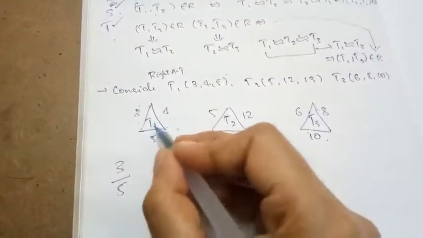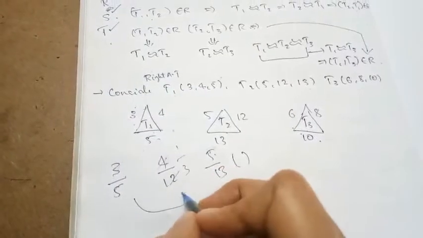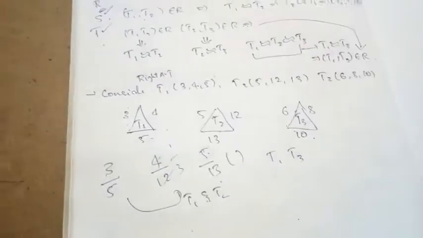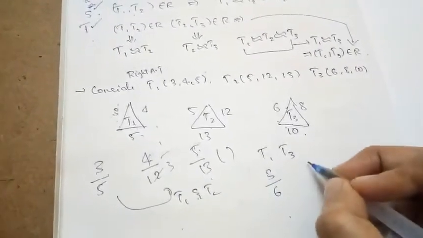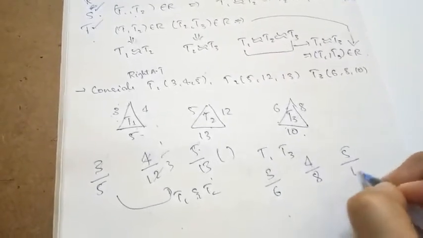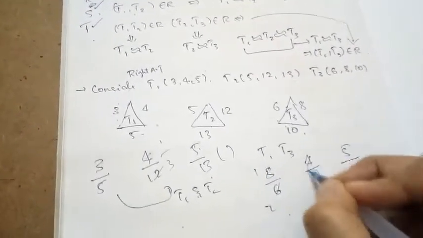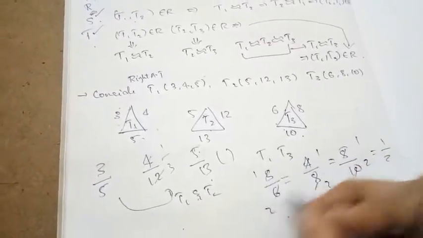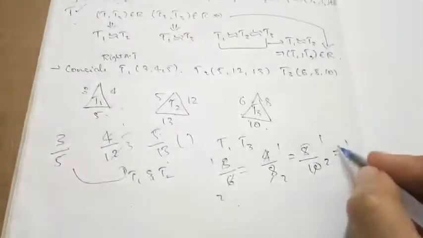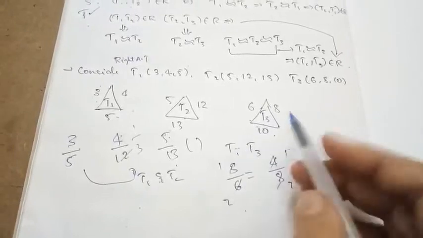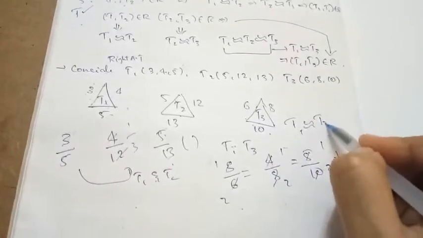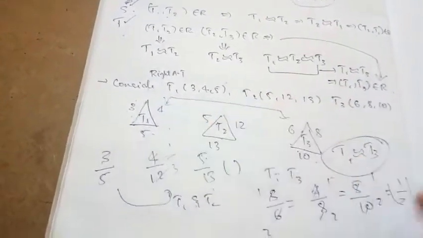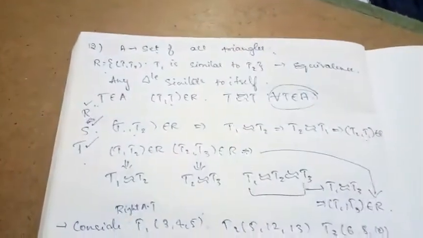Now let us compare T1 and T3. This comparison was the ratio of T1 and T2. Now I am comparing the ratio of T1 and T3. So what does that say? 3 with 6, 4 with 8, 5 with 10. 3 with 6 is 1 by 2, 4 with 8 is 1 by 2, 5 with 10 is 1 by 2. So the ratio of all the sides of the triangles is equal to 1 by 2. So the ratios are the same. So T1 is similar to triangle T3. So these two triangles are related to each other. This is how we check with the above relation.